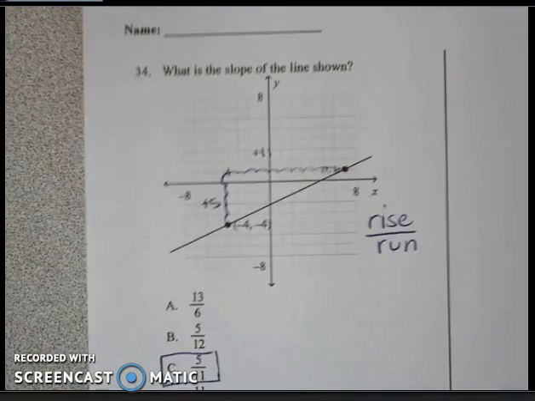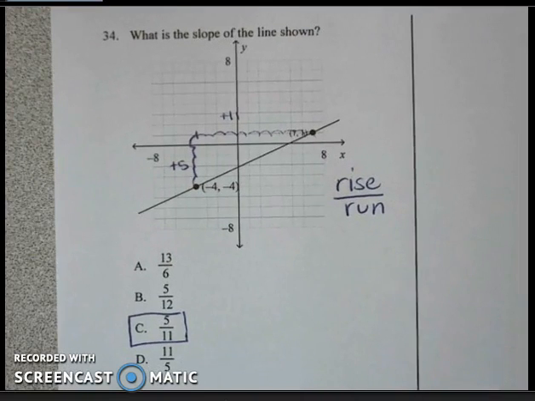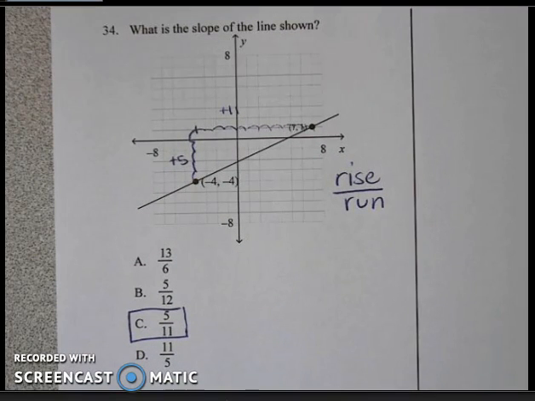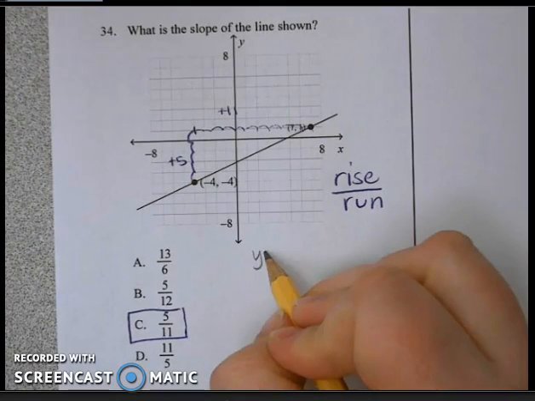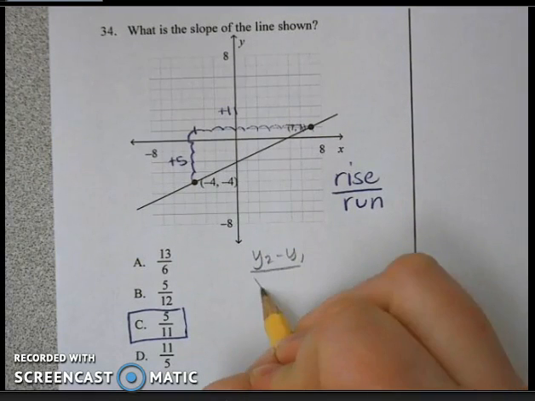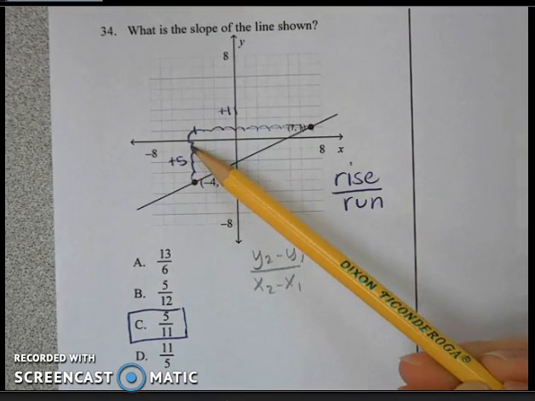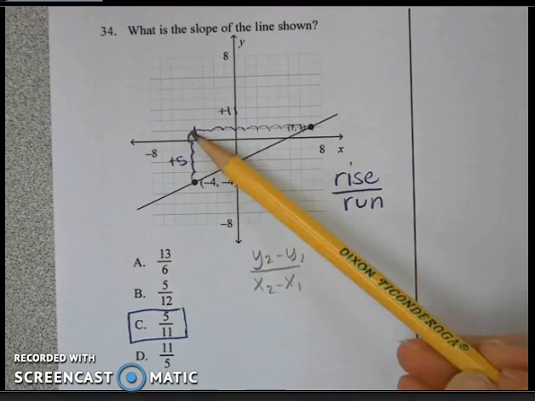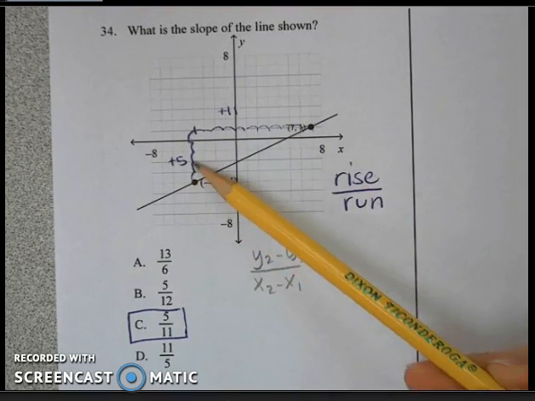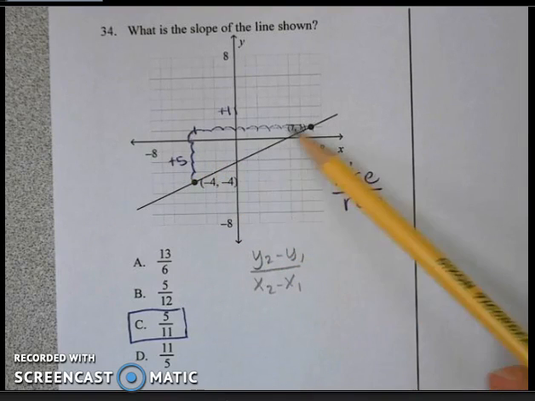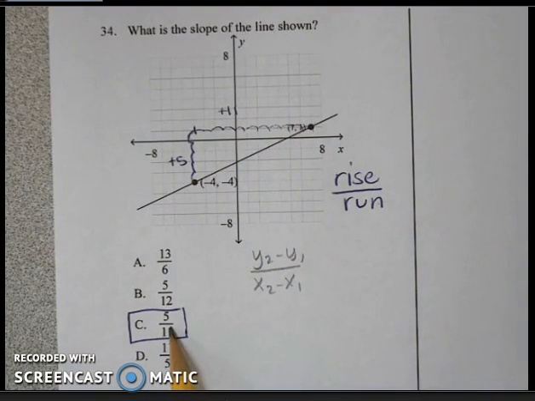All right, number 34. What is the slope of the line shown? So we could use the slope formula and use the coordinates if you wanted, so I will also do that. y2 minus y1 over x2 minus x1. But we also know if we're given the graph, we can always count our slope from Algebra 1, rise over run. So this is going up, so positive 5 and a positive 11. So that's the correct answer. But if we use the formula, we should get the same thing, so I will do that also.